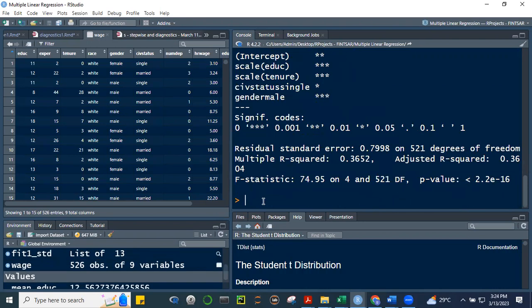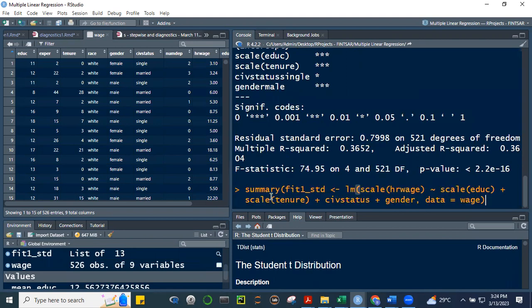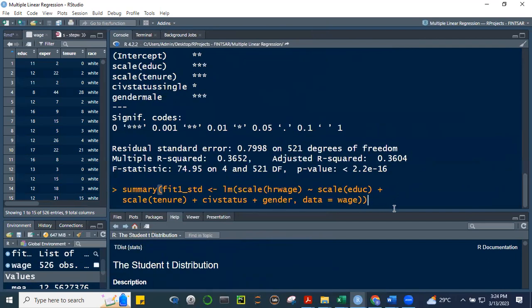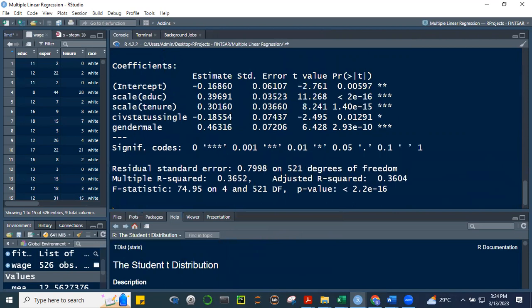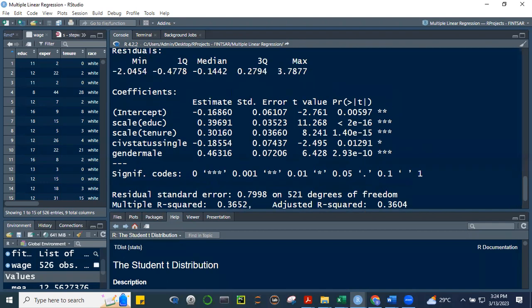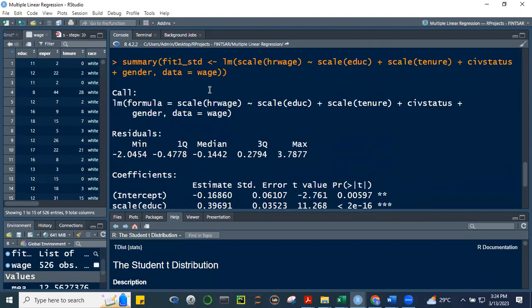All right. So what do we have here, class? You can see now that our model was created using standardized values of hourly wage, standardized values of education, tenure, from the data wage.